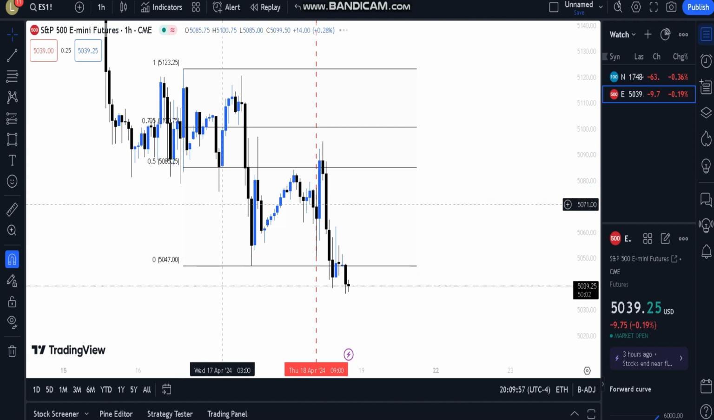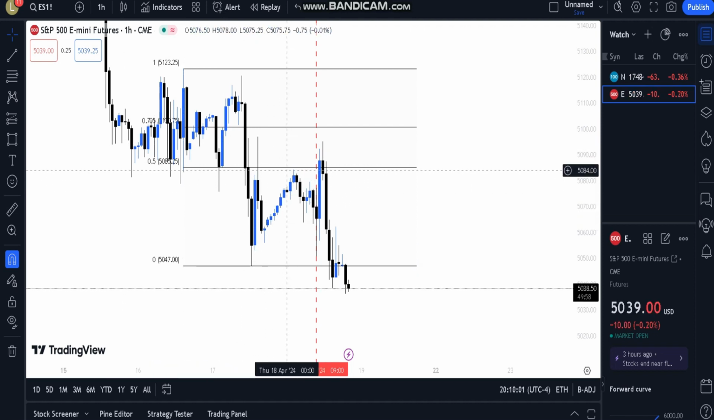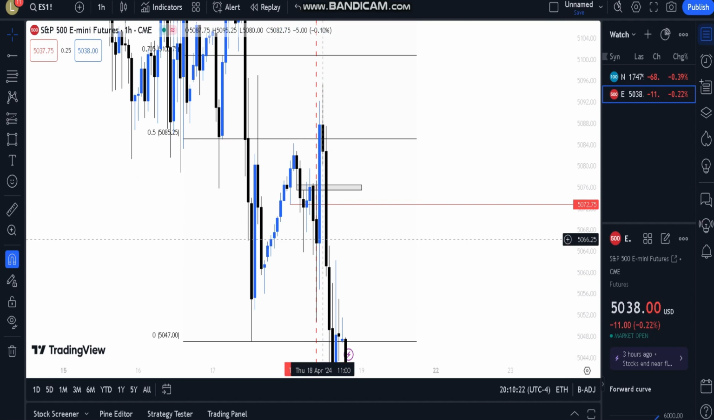Then on the 1 hour, as you can see, we rejected off it perfectly. We went up a little bit. We got close to the 50% area, which is close enough for me. And we broke structure to the downside on the hourly right here, as you can see. We had tapped into the fair value gap. We rejected off this fair value gap multiple times.